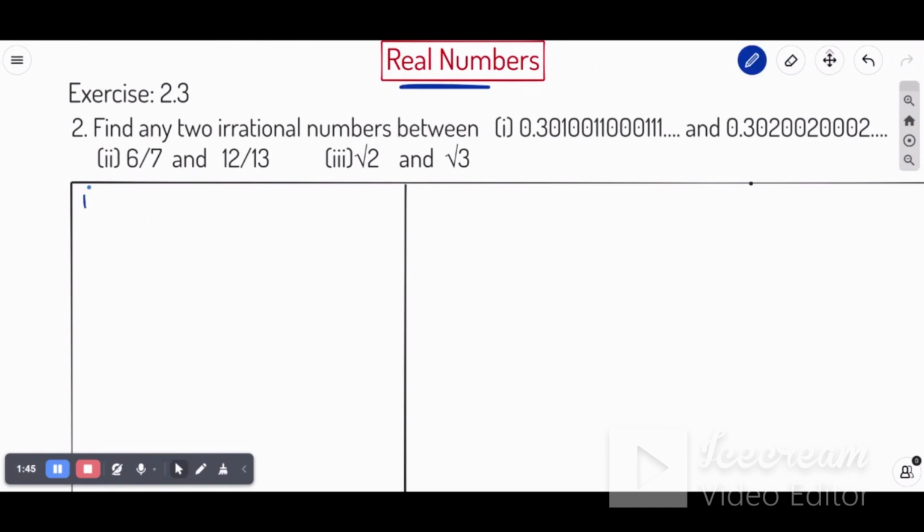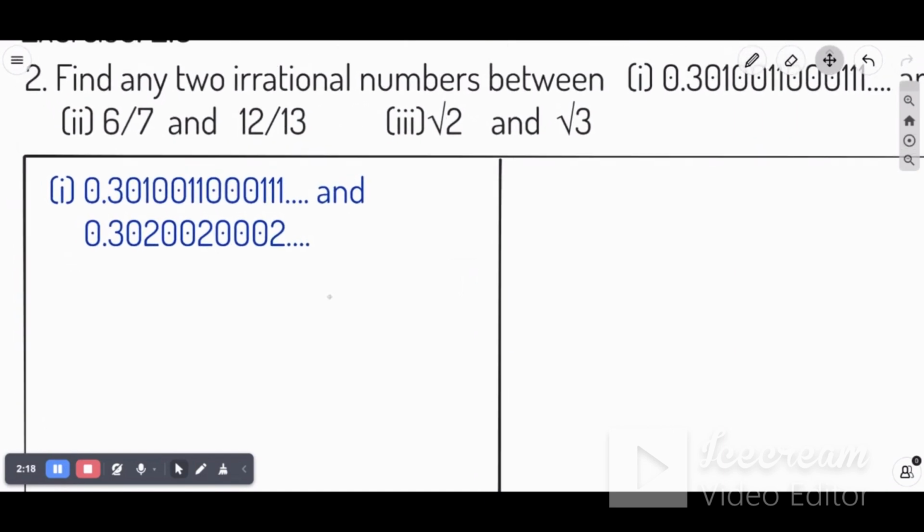So let us start with our first question. Be clear with the first question. It is a bit trickier here. Let me copy the first question for you, so you can easily compare and write it. I have copied the question here. These numbers need a closer look, because the number seems to be repeating, but it is not so.